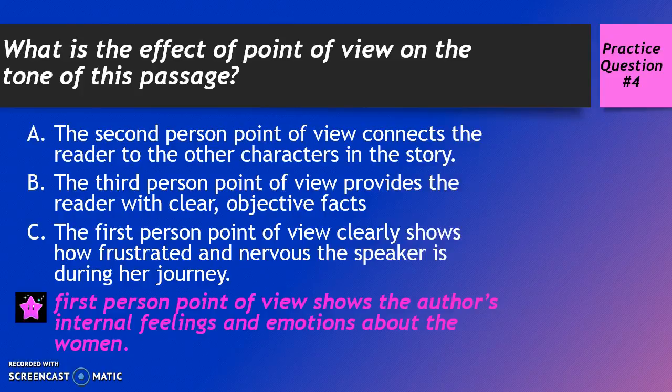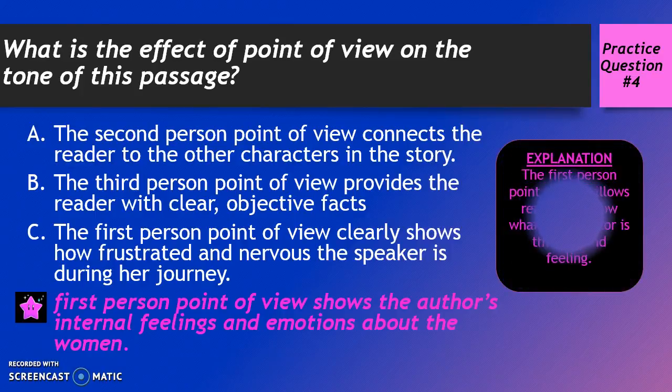Did you get it right? A. The first person point of view shows the author's internal feelings and emotions about the women. The first person point of view allows readers to know what the narrator is thinking and feeling.